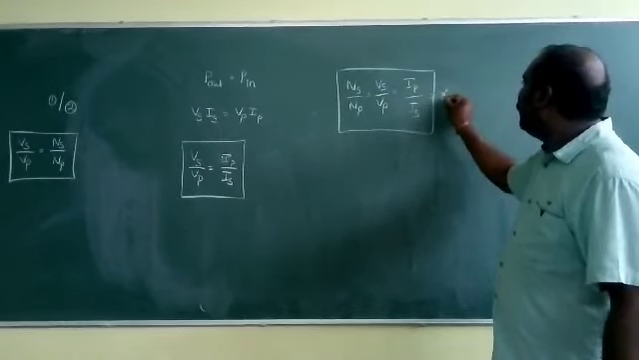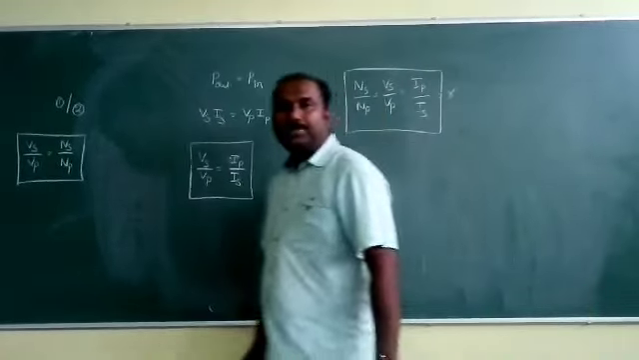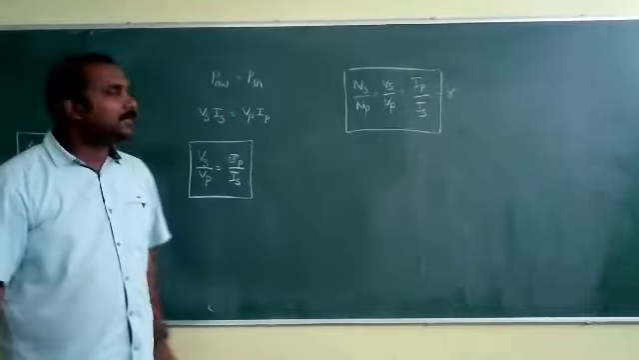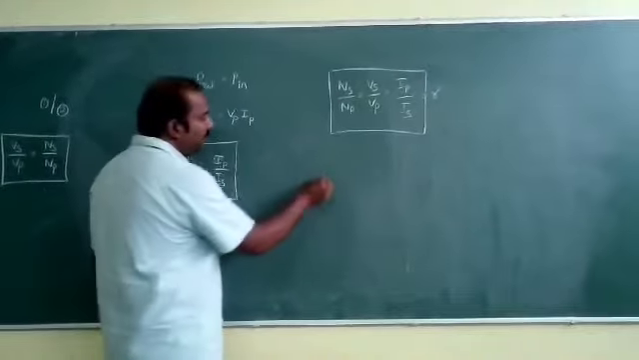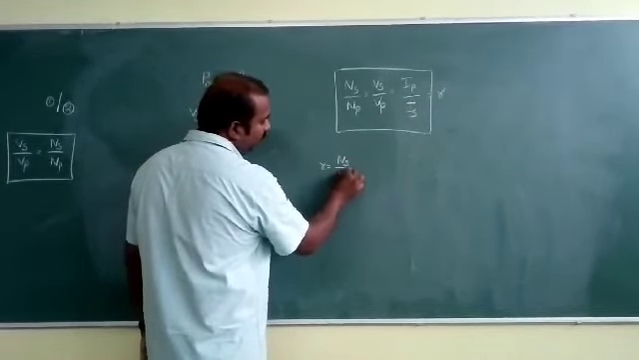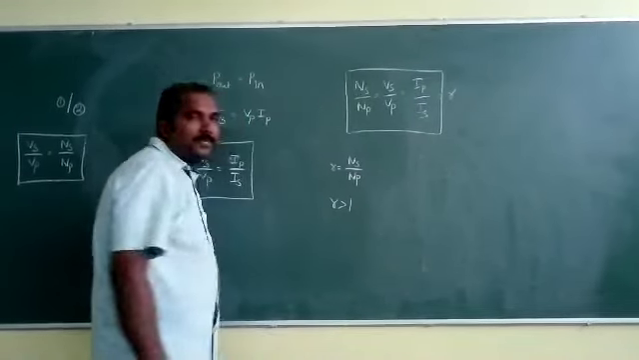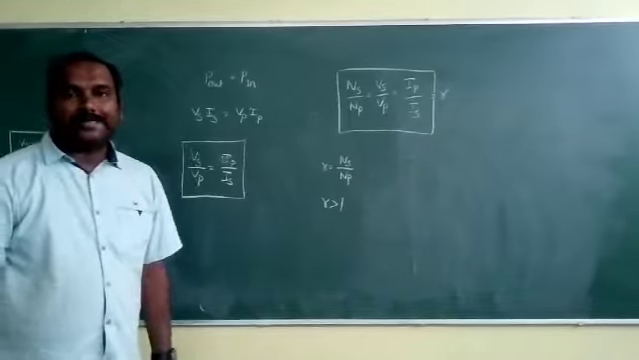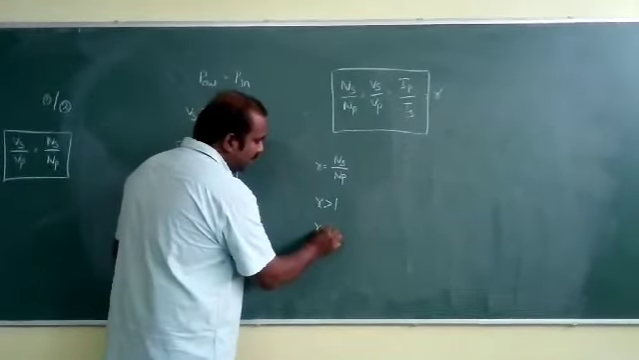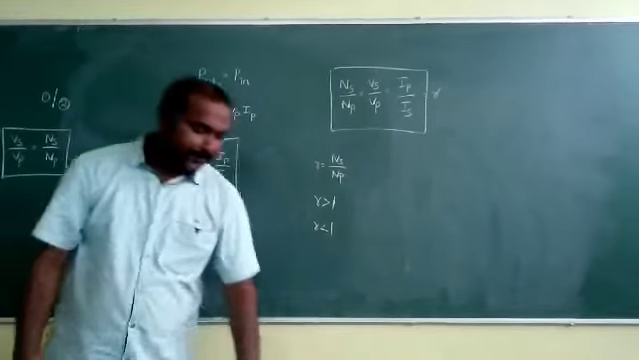Finally all these things are equal to small r. What does small r stand for? The small r stands for turns ratio. What is small r? The small r is equal to number of turns in the secondary to number of turns in the primary. Suppose the r value is greater than 1, such a transformer we call a step up. If r value is less than 1, such a transformer we call a step down.